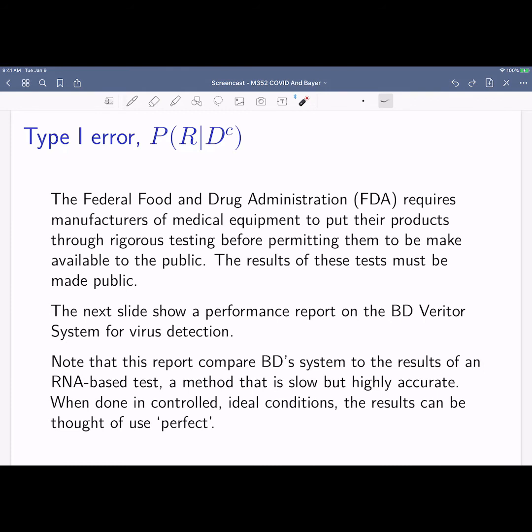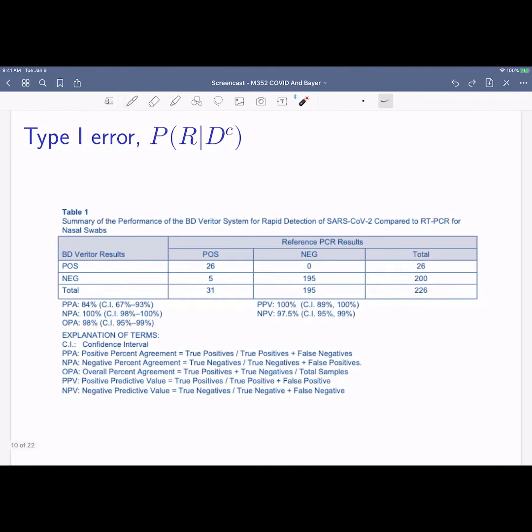The next slide shows a performance report on one particular COVID-19 test called the BD Veritor system. BD is a company, and they have a system for detecting the virus that's called their Veritor system. I want to note that this report compares BD's system to the results of an RNA-based test, a method that is slow but highly accurate. And when done in controlled, ideal conditions, the result of an RNA-based test can be thought of as perfect. All right, so let's look at that report.